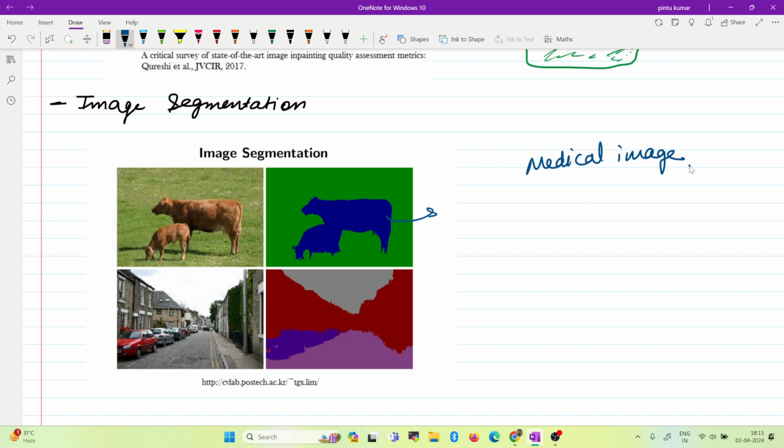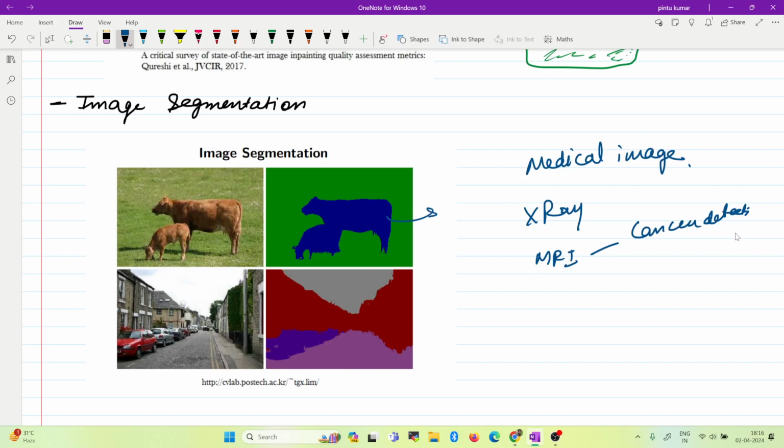So people want to, for example, from your X-ray, segment out the exact location where you can see the fracture, or those kinds of things. Or from an MRI of your brain, if you are doing some task like cancer detection, you want to segment out the cancer cells that are present in that MRI, if they are present at all.